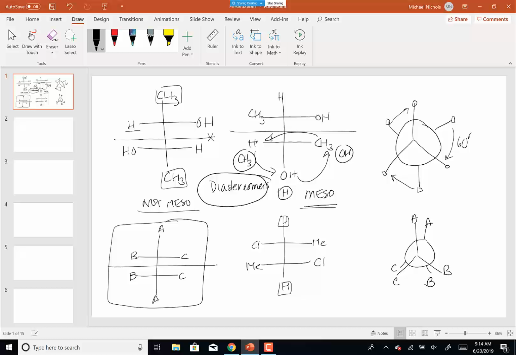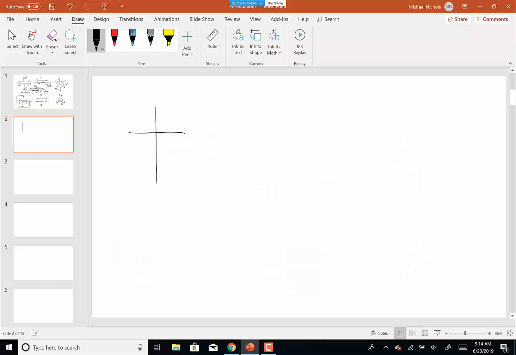Could we do an example of a not meso pair, like where we have to determine if they're enantiomers or the same, like we had yesterday? Yeah. Okay, so let's start with the left non-meso pair. The left non-meso pair had the two methyls vertically, it had an H, and an OH, and an OH, and an H. So that's not meso, so let me draw this one so that it's also not meso.